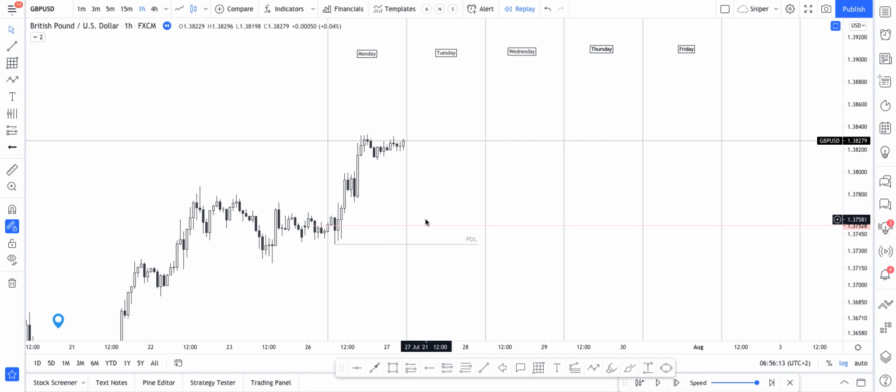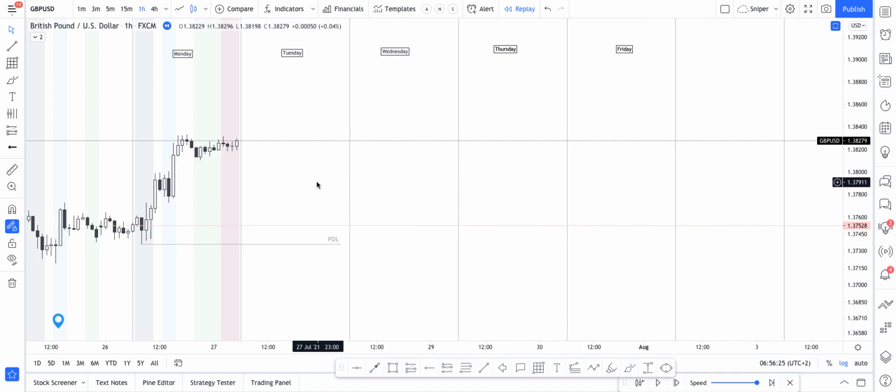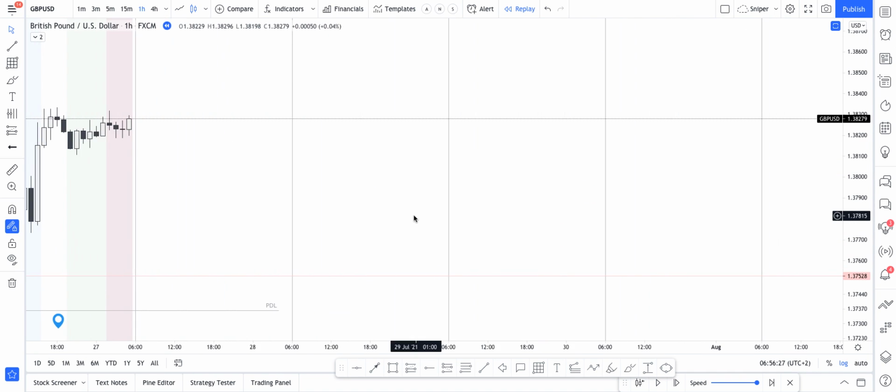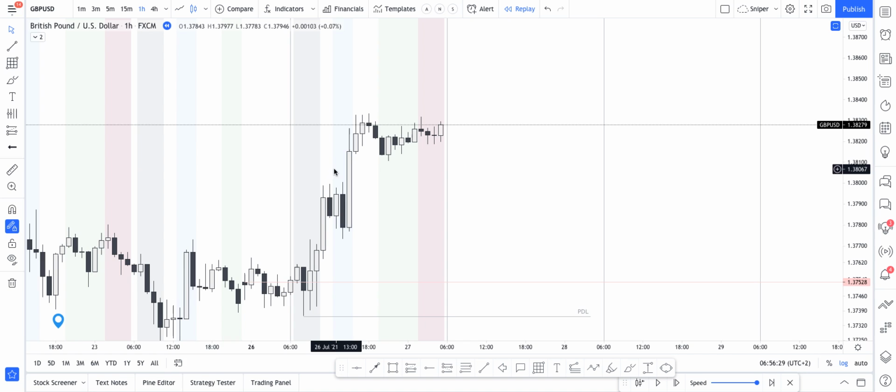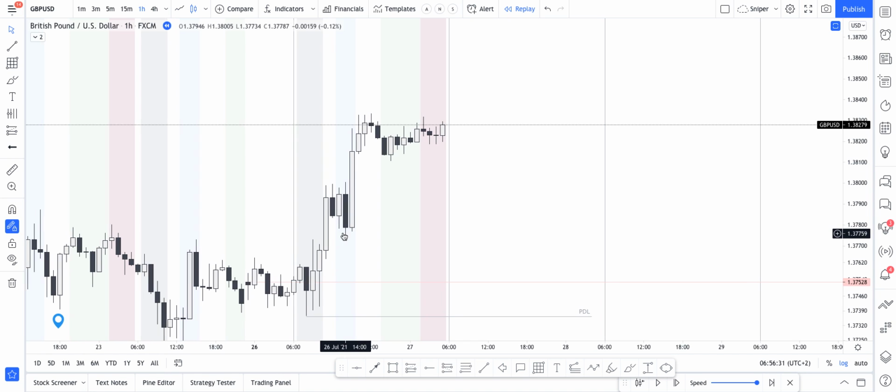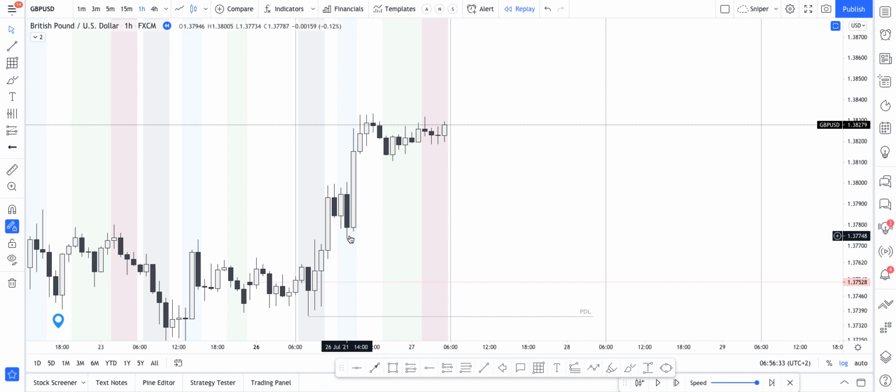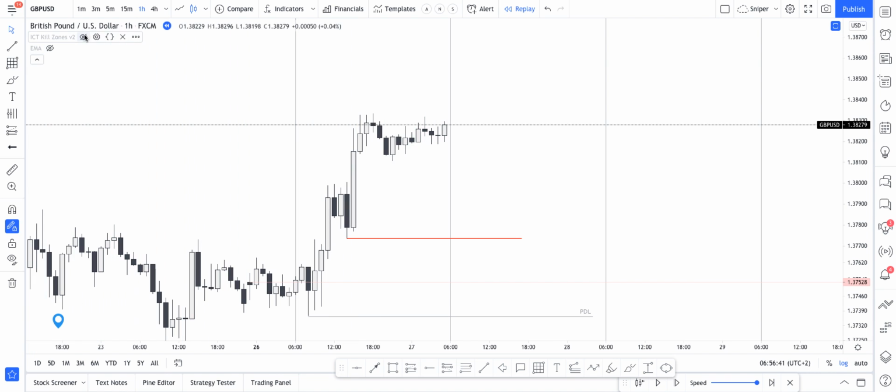Second thing, noticed a few things. First, we have this low that was formed in New York session. So if we just look at the time zones and the sessions, this blue line is the New York session, and that is the low that was formed in New York session. So we have the New York session low. Why is this important? Well, because there's often liquidity below that low.